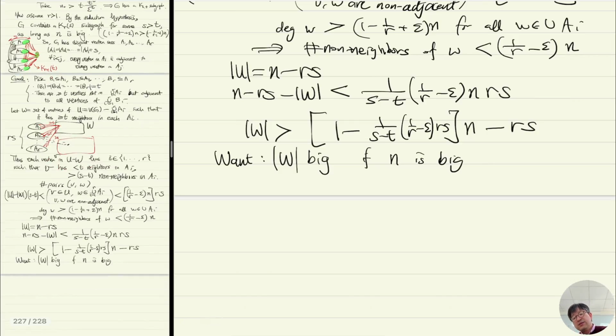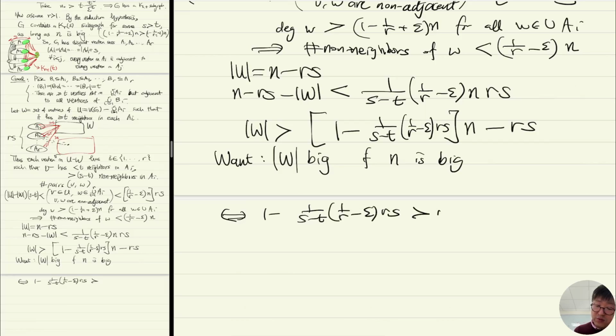How do we make that happen? Well, since this is a linear function of n, because if I fix epsilon, R, T, then everything is fixed. I have the freedom to choose n as I like. So we want W to be big, so that means 1 minus S minus T, 1 over R minus epsilon Rs, we want this to be positive, right? Then if n is big, this will be big.